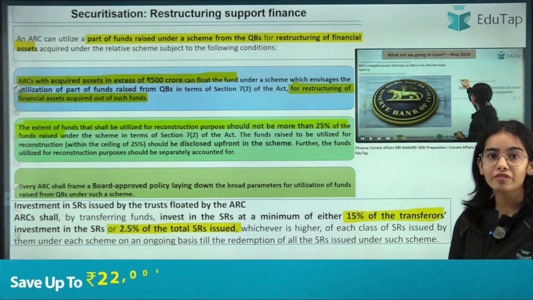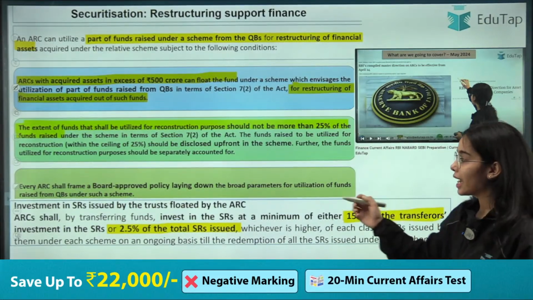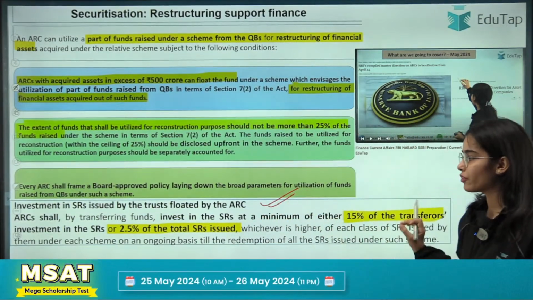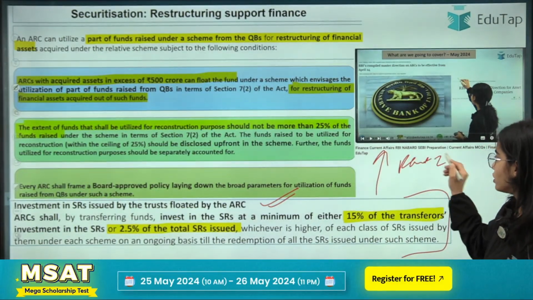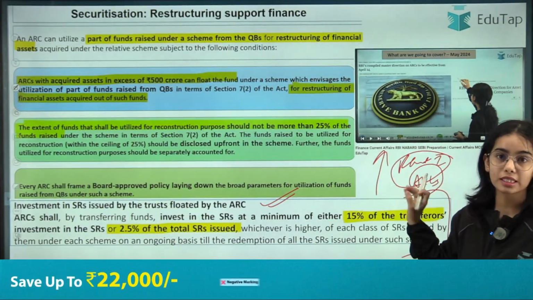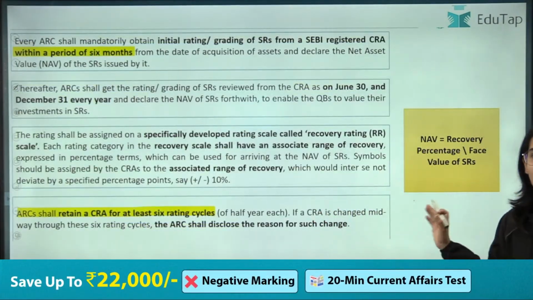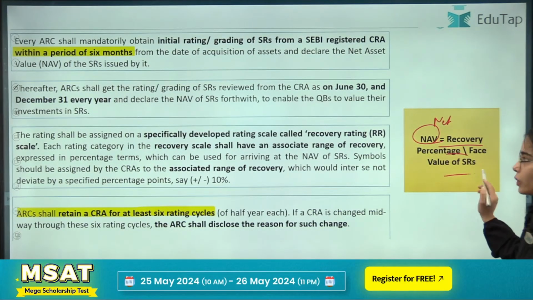Now all of this we have discussed: what is securitization, what is restructuring, what happens, and how the ARCs have to invest their own funds. So this is part 2 of the ARCs session that I have taken. So this is the idea, okay. Now all of this we had already discussed, that what is the NAV, the net asset value, how it is calculated and everything.